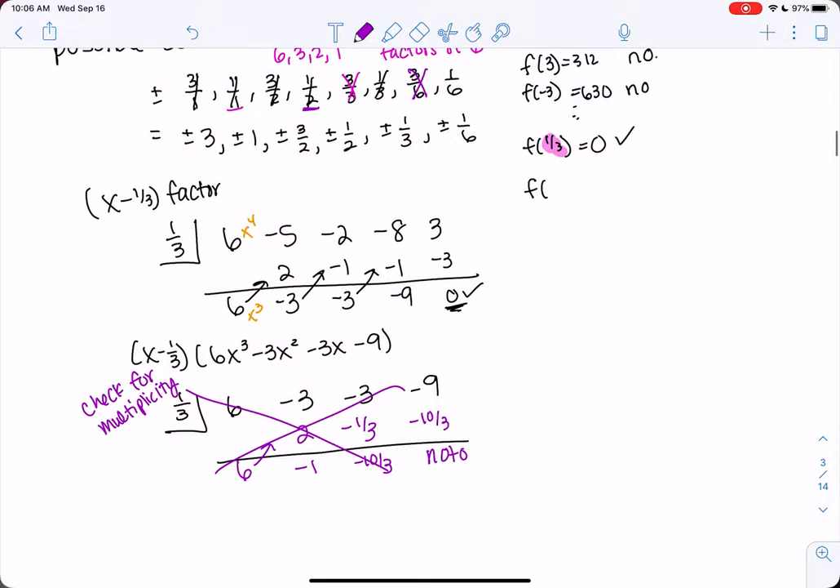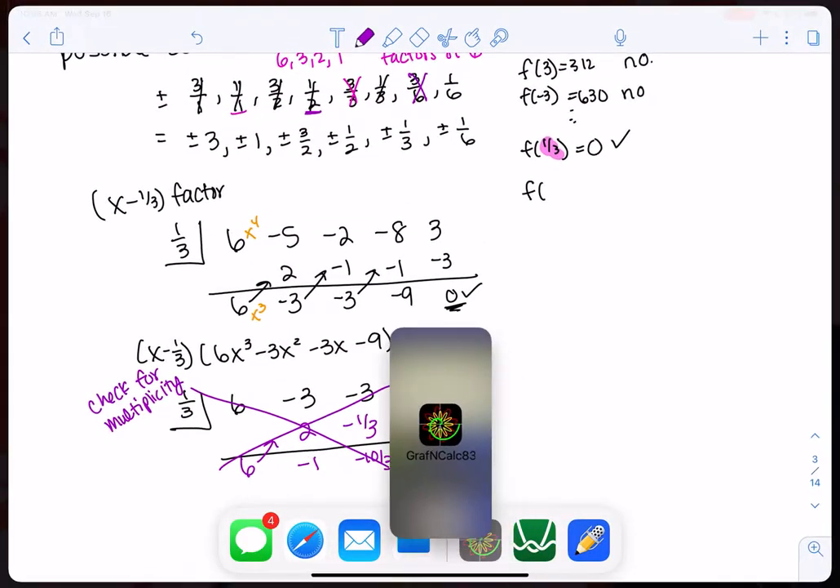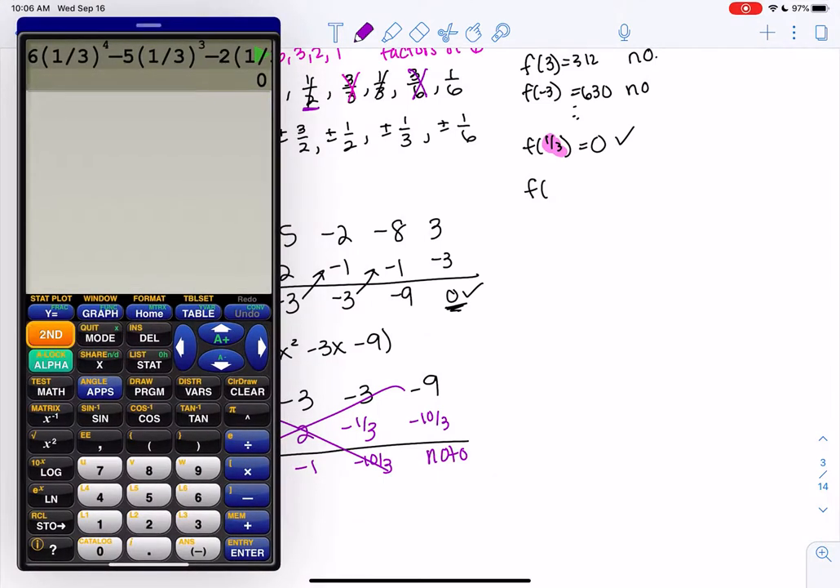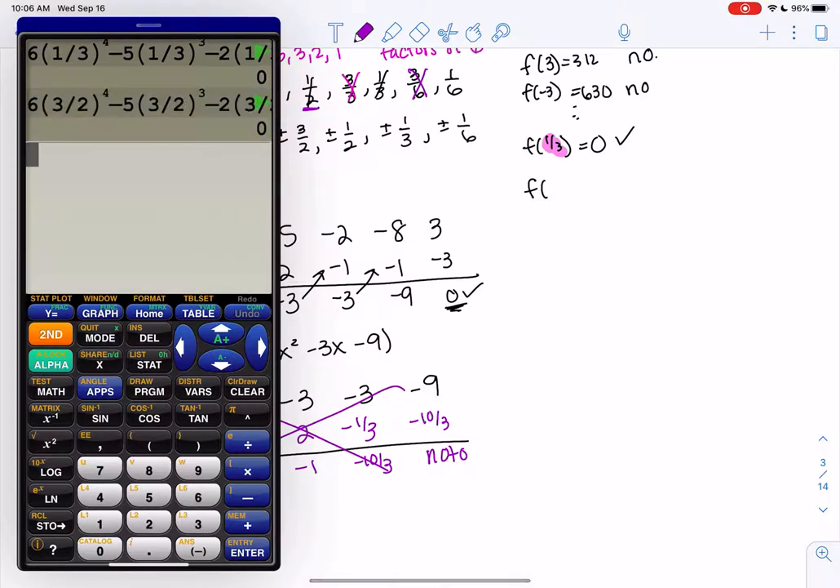So let's guess and check again. I'm going to jump to 3/2 just for the sake of the lecture. If you are using this calculator, you can hit second enter and change all the 1/3 to 3/2. Most scientific calculators will have this option. And then this is just an app on my iPad, so there are other options on your phone. Anything works. Cool. So 3/2 is also a 0.